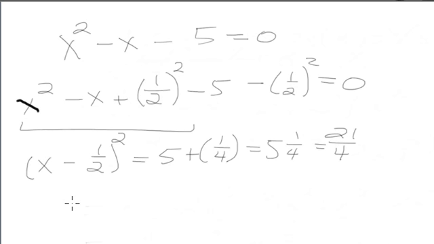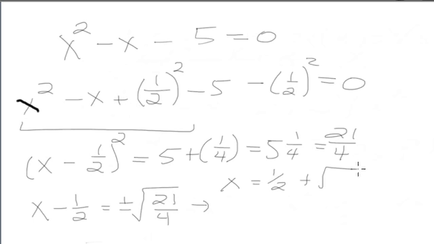21/4. I can now look at the square root of that number. I can say, well, I know that x minus 1/2 is going to be equal to either the positive or the negative root of 21/4. So I can solve and get my two roots. I can get that x is equal to 1/2 plus the root of 21/4, or x is equal to 1/2 minus the root of 21/4.